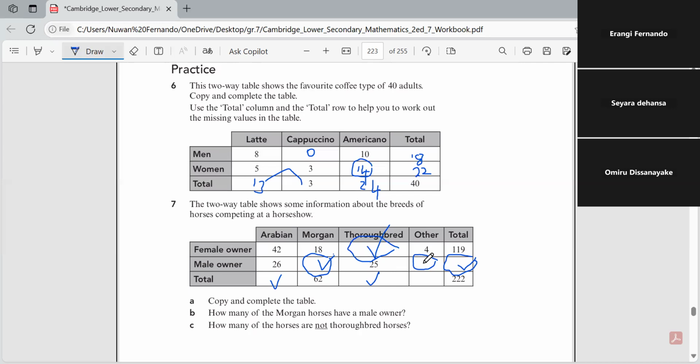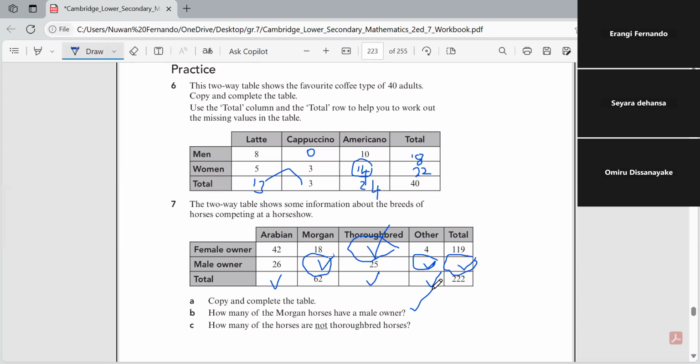8. And the last one, when you add these two, it's 4. It's not 4. It's 12. Right. Okay, so how many of the Morgan horses have a male owner? How many? 44. Yes, 44.